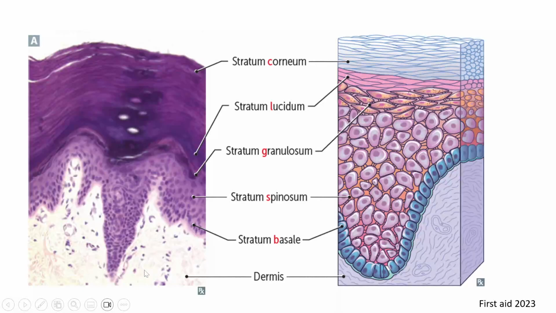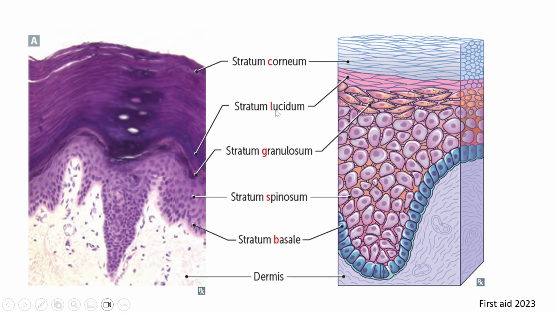Epidermis and then the dermis. In the epidermis, we have these 5 layers. I don't think you need to remember these 5 layers. You just need to know, I think, the first layer is the stratum corneum, because we can see a lot of changes in this layer.